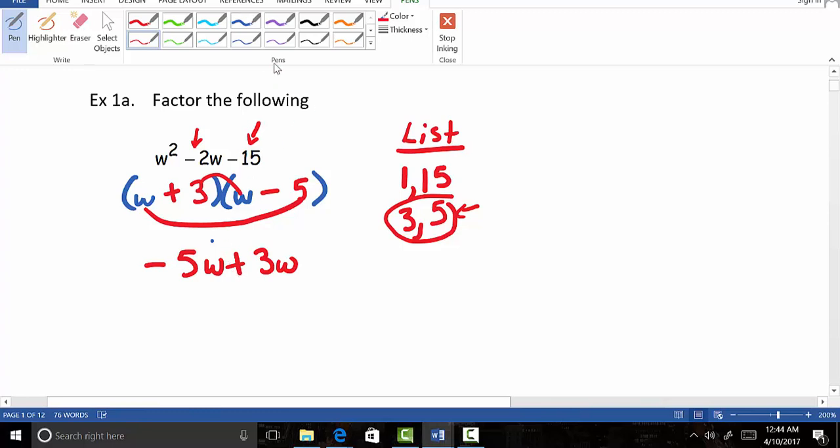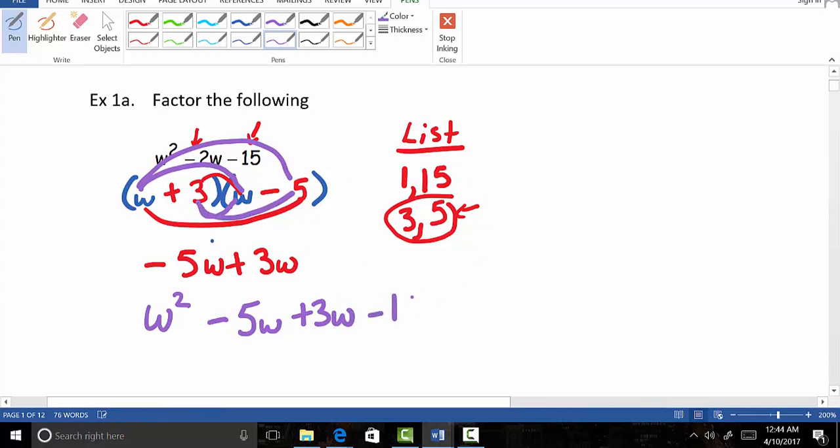Now we can always go ahead and check just to make sure that we factored correctly. W times our W gives us our W squared. Our W times negative 5 gives us negative 5W. Our positive 3 times W gives us positive 3W. And our positive 3 times the negative 5, we get negative 15. And so when we combine these two middle terms, we do end up with the middle that we were hoping for. The last one and the first one also match. So this pretty much does confirm and check out.